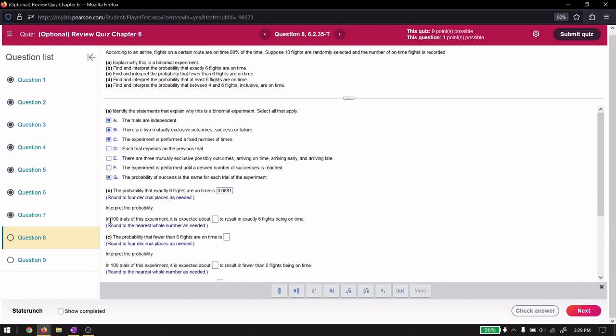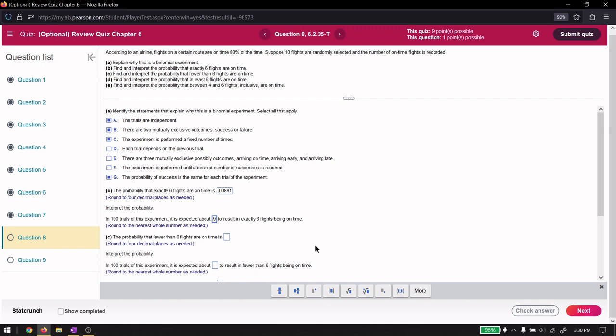Okay, in 100 trials of this experiment, it is expected that 9 result in 6 flights being on time, because if you multiply that by 100, you get 8.81. Well, you can't have 0.81 of a time, so it's going to be 9.